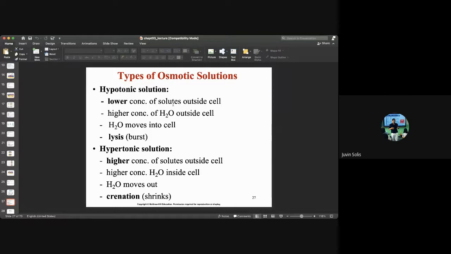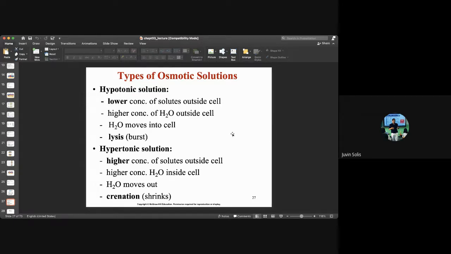Okay. So first is your hypotonic. From the word itself, hypo, it means mababa. Okay, so in hypotonic, there is a lower concentration of solute outside the cell, and it has a higher concentration of water outside the cell as well. So what is happening here is the water moves in the cell. Pumapasok yung tubig. Imagine if you are drinking a lot of water, and then eventually the cell will swell.